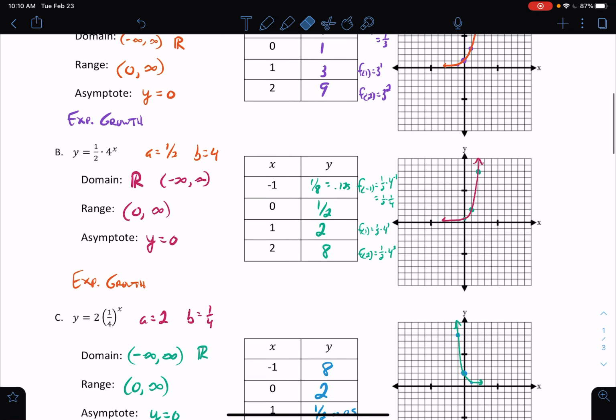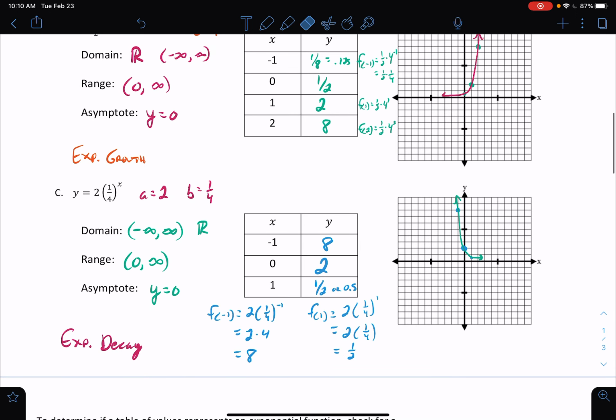All right, in the next video, we'll talk about how do you recognize an exponential function if you're given a table. All right, so make sure to check out the next video.